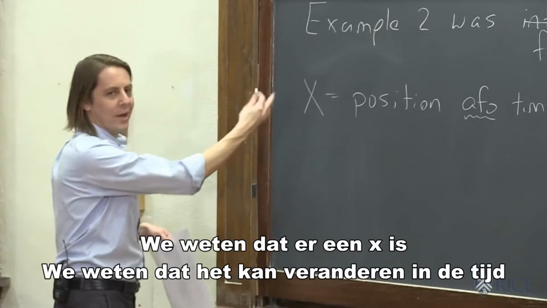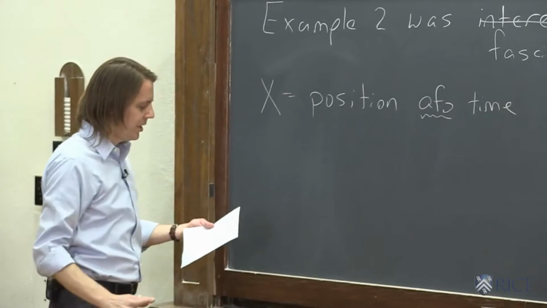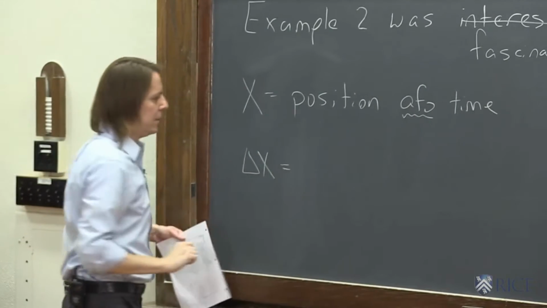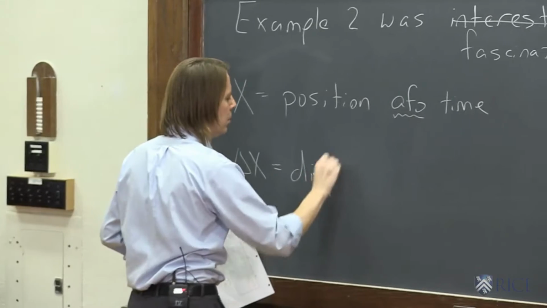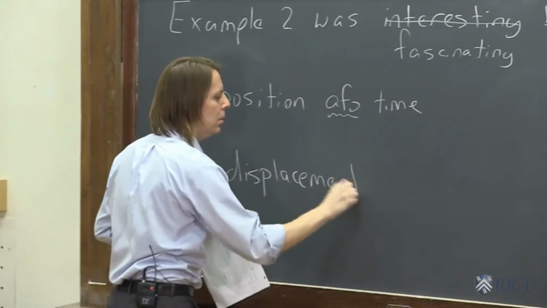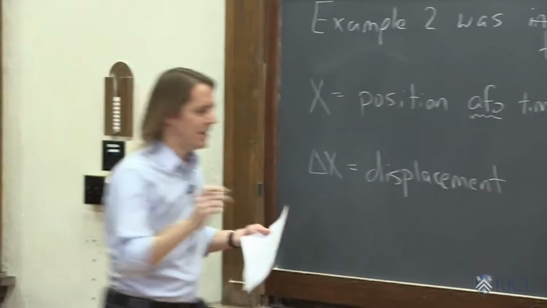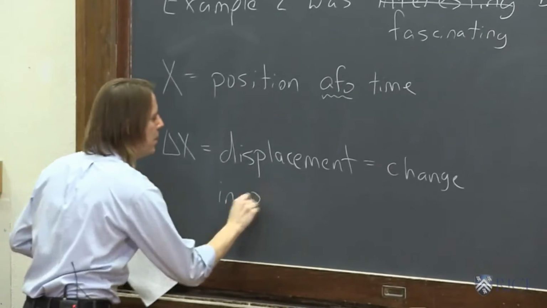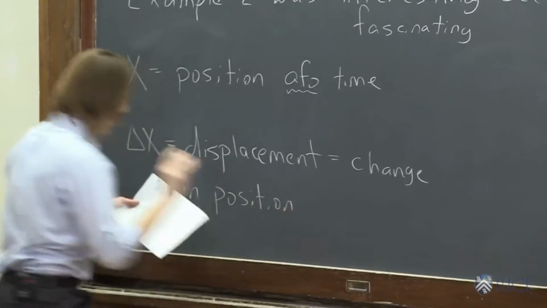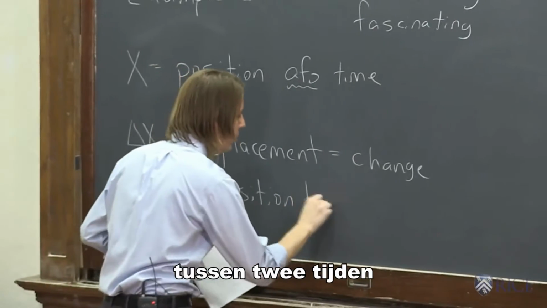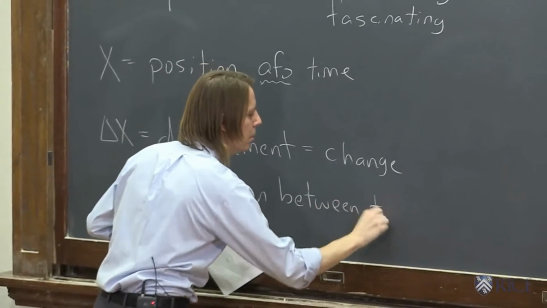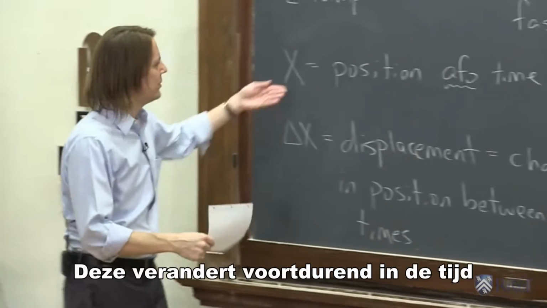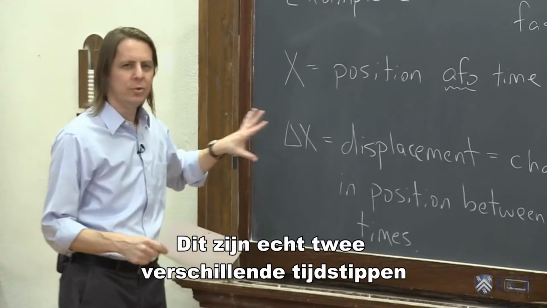Right? So we knew that there was some x. We know it can change in time. We call it position. But now we need a new one. Okay? So the new one, we write delta x. We call this the displacement. The displacement equals the change in position, and here's the key difference, between two times. So a little bit of a difference. This one continuously changes in time. This is really two different times.